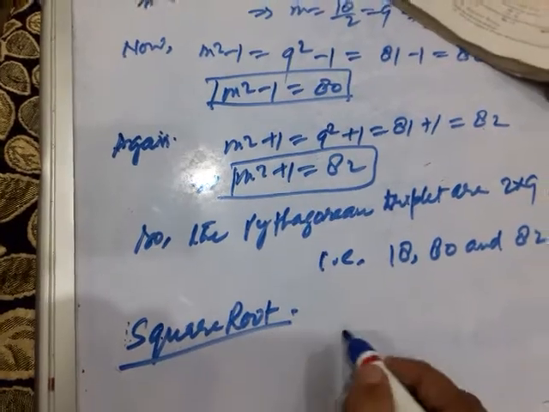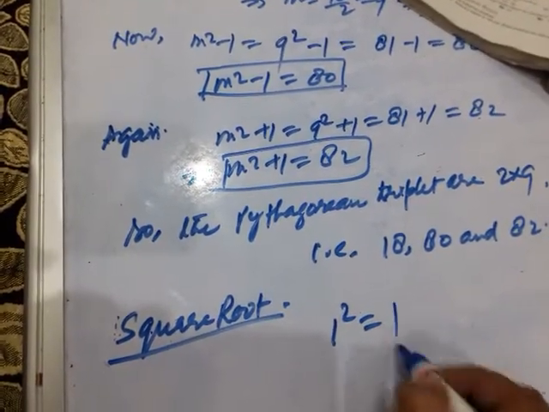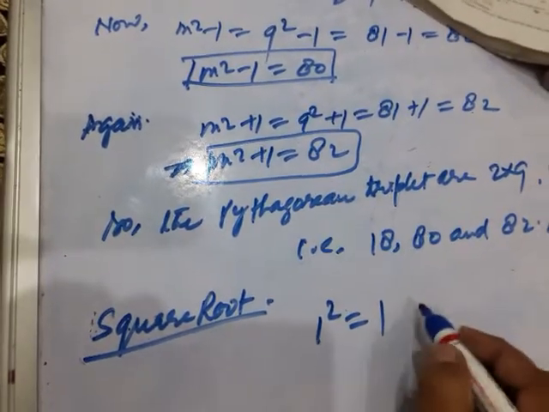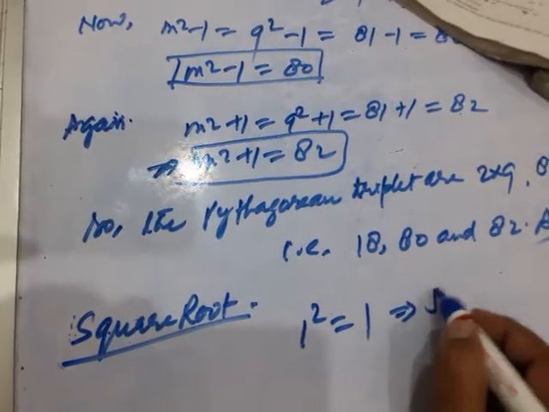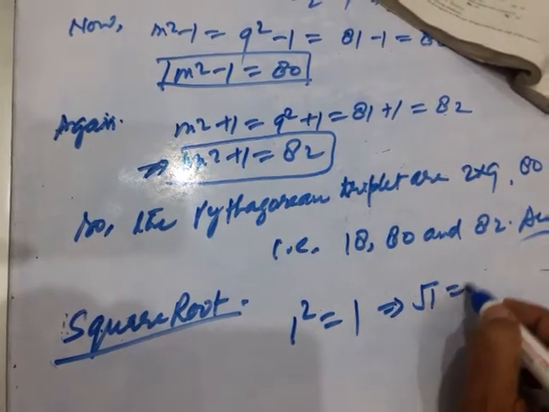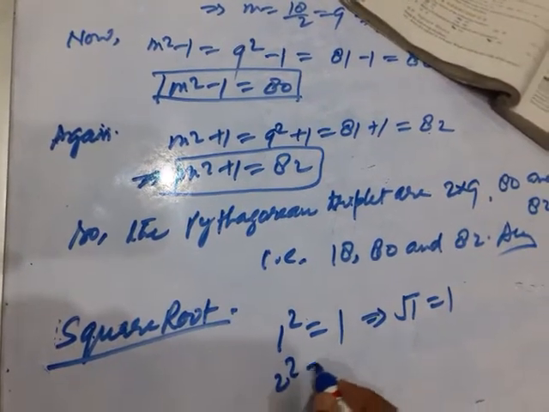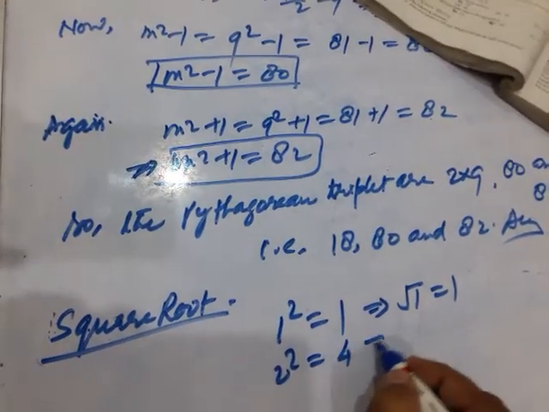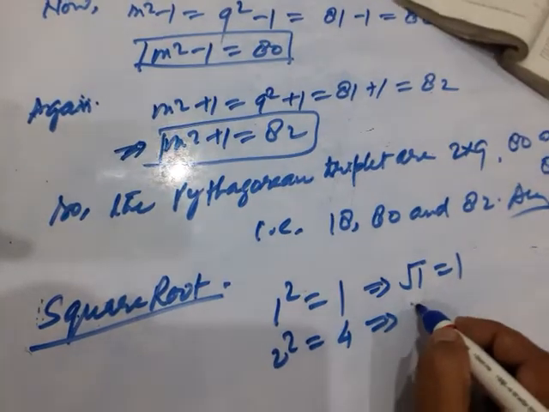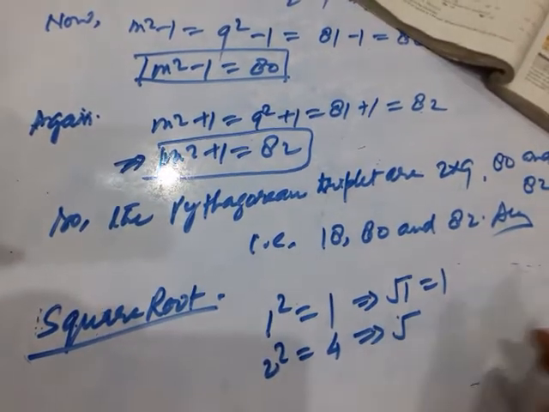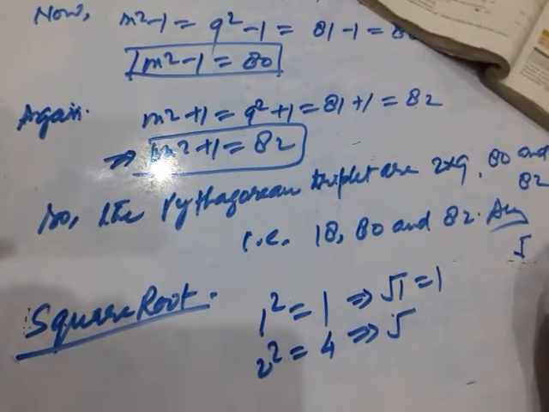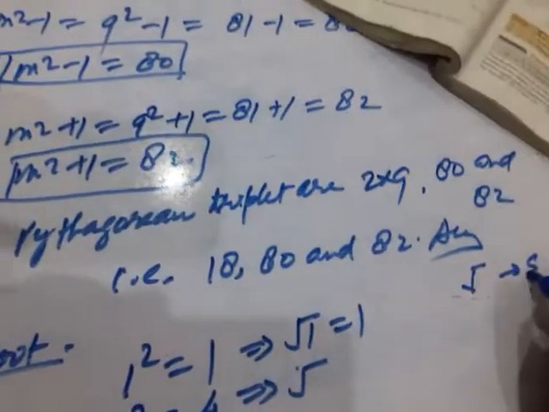What is square root? 1 square equal to 1. This implies that square root of 1 equal to 1. Clear? 2 square equal to 4. This implies that square root. This is the symbol of square root.